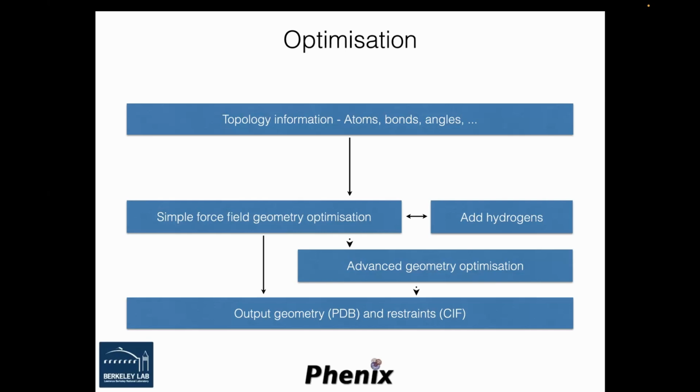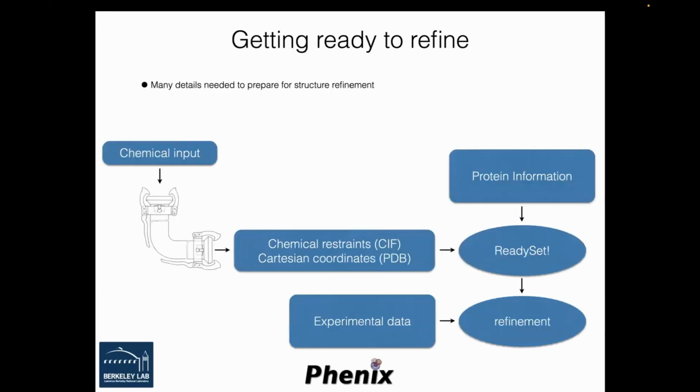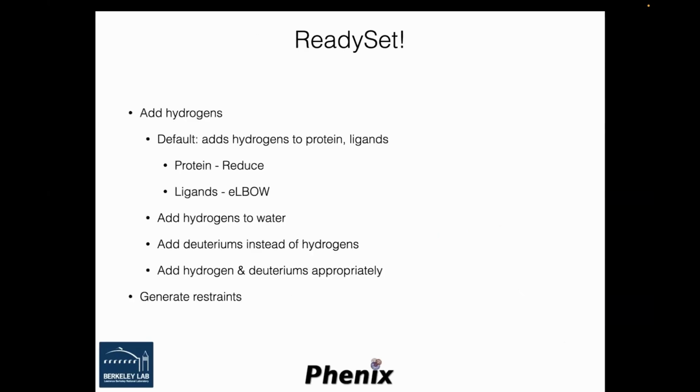After you've done some optimization, you will then get the restraints. So you're getting ready to define, you've got your restraints. If you don't want to do Elbow, you can ask ReadySet to do that for you. And it really just goes through this list of things. It adds hydrogens to your protein because we always suggest that you add hydrogens. It improves your clash scores. It improves the general geometry.